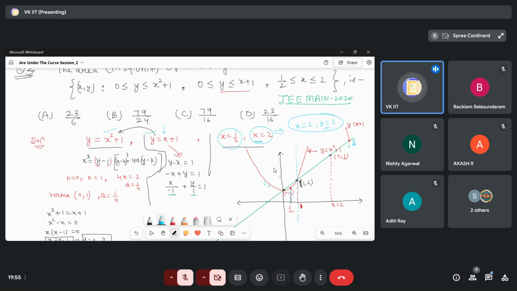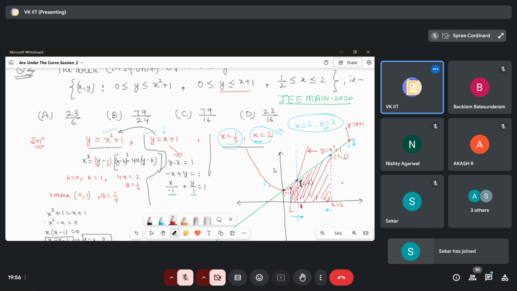Okay, then the third is x greater than 1 by 2. Achha, greater than 1 by 2 means rightward of this point, rightward of 1 by 2. And x is less than or equal to 2, so leftward of this point. It means the final region that is required will be this one. Okay, and this is a regular geometry.